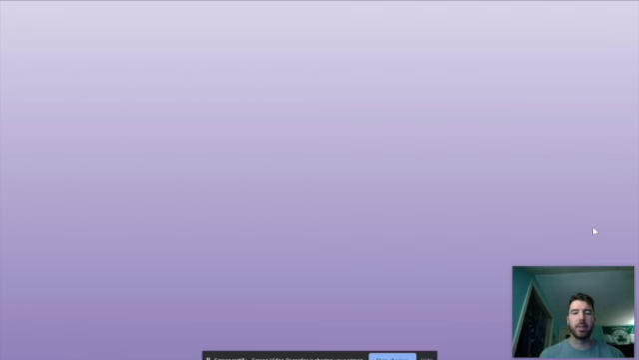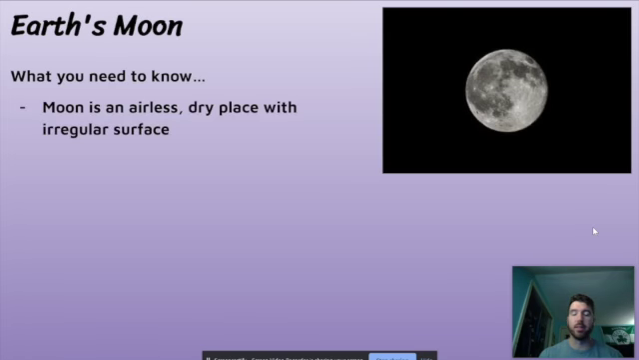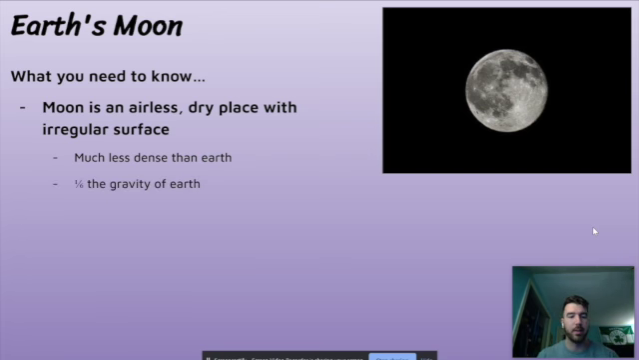All right, so the second topic we discussed in this unit was Earth's moon. So what you need to know about Earth's moon is that it is an airless, dry place with an irregular surface. It is much less dense than Earth. Remember that Earth is the most dense planet in the solar system. Earth is densest at its core, and its outer layers are less dense, and the moon's density is roughly the same as the Earth's outer layers, which, like I just said, are less dense than its core.